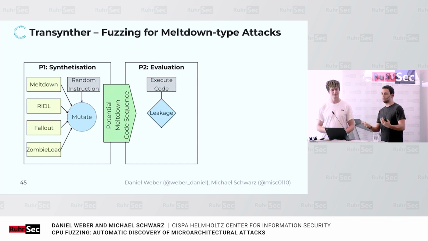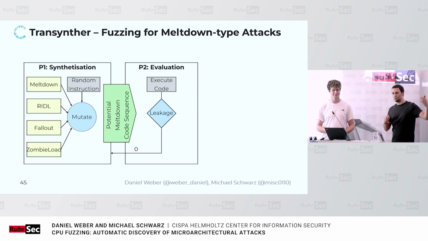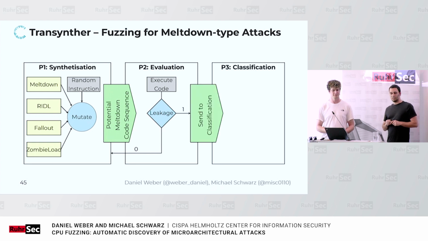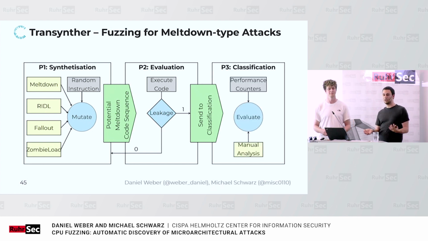Do they output some data? If there's nothing, and in most cases there's nothing, then we go back to step 1, mutate more, add more randomness, generate more random code, and see if something happens. If there is some data that we do not expect this code sequence would generate, then that's interesting. Then we have to take a closer look. We can also do that in an automated way, and we try to classify that.